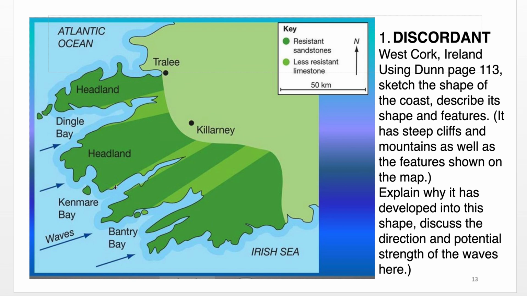They're very deep bays, as you can see, but that's because the band of soft rock is relatively shallow. So you're obviously going to have a deep bay. The sea will find it a lot harder to erode the hard sandstone than it will to erode the limestone. So this is another example of a discordant coastline that you could use to talk about in your examples.